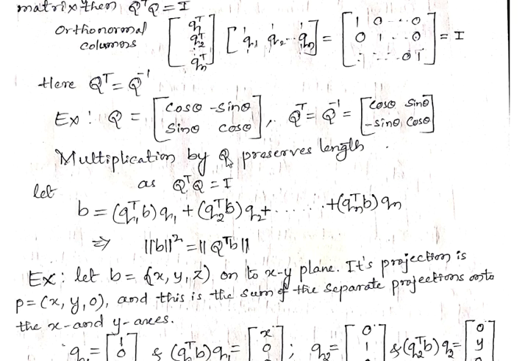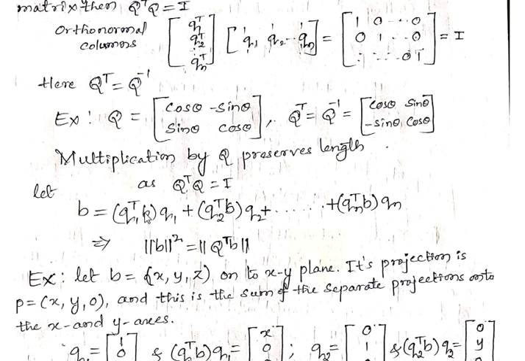Multiplication by Q preserves the length, meaning the length is not going to be different, because Q transpose Q is nothing but the identity matrix, and when we multiply any matrix by an identity matrix, we get the same one, so it is not going to change anything. So now, by using that, let's write B. B can be written as B1, B2 and so on.